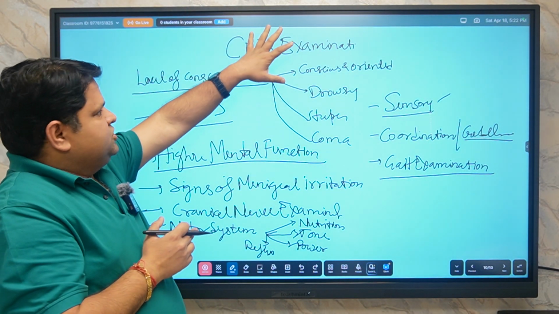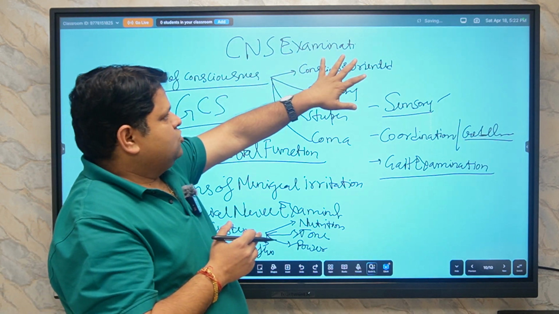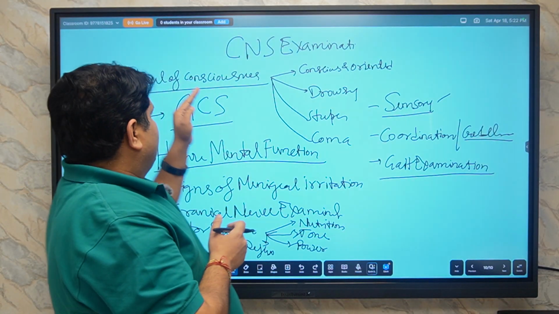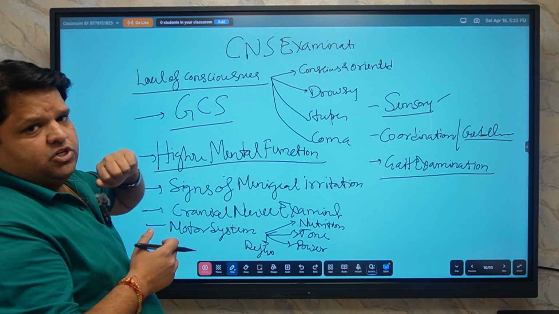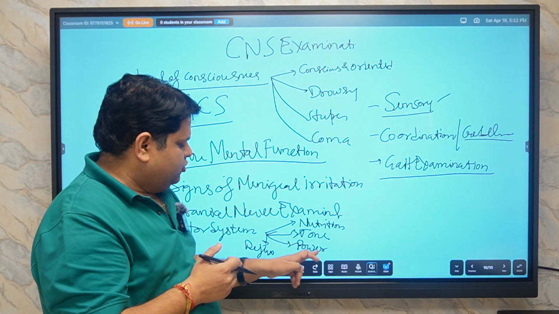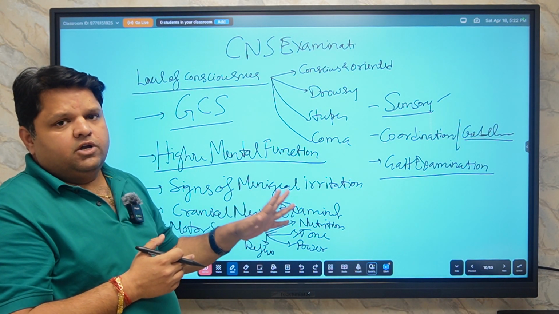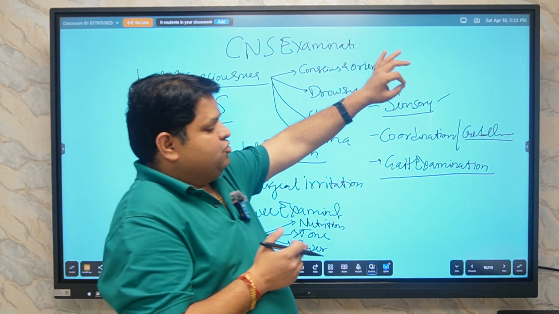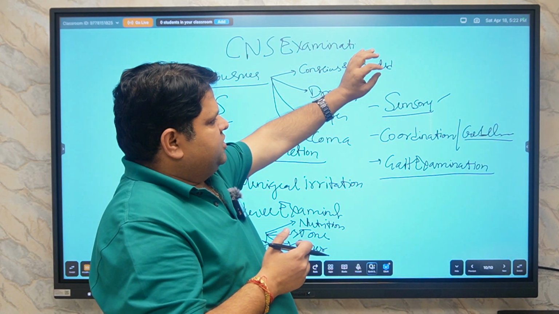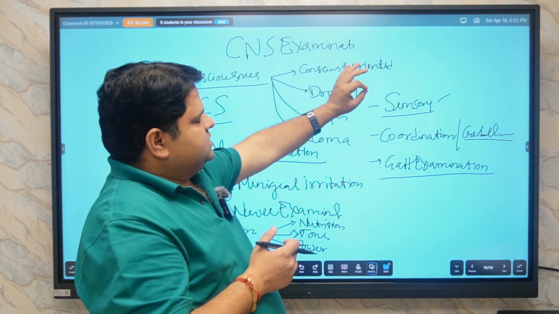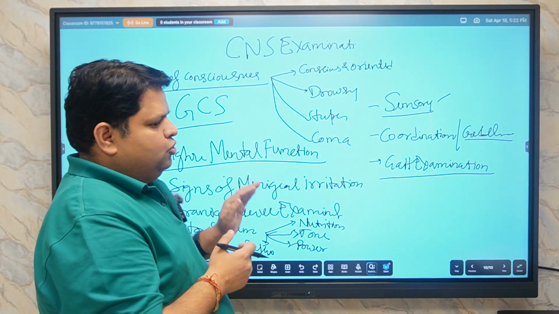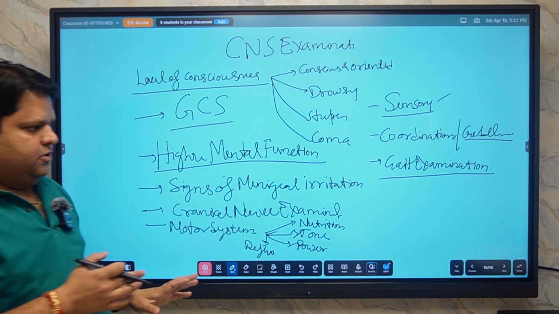So for CNS examination, we first do the level of consciousness: whether the patient is conscious and oriented, drowsy, stupor or coma. We assess the GCS to find the level of consciousness. Then higher mental function examination, signs of meningeal irritation, cranial nerves examination, motor system examination: nutrition, tone, power and the reflexes. In reflexes, deep tendon reflexes and the superficial reflexes. Then we go for the sensory examination like touch, pain, temperature, 2-point discrimination, vibration sense, then coordination and the cerebellar examination and the gait examination. So this is the part of the central nervous system examination.